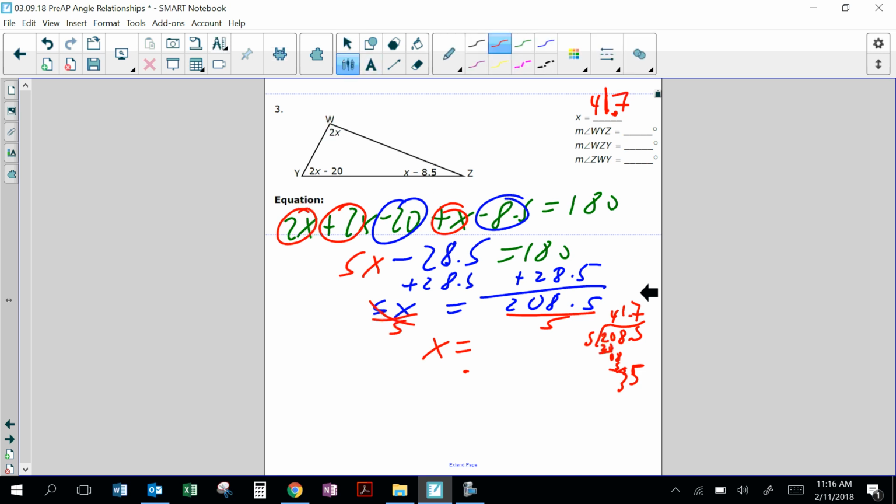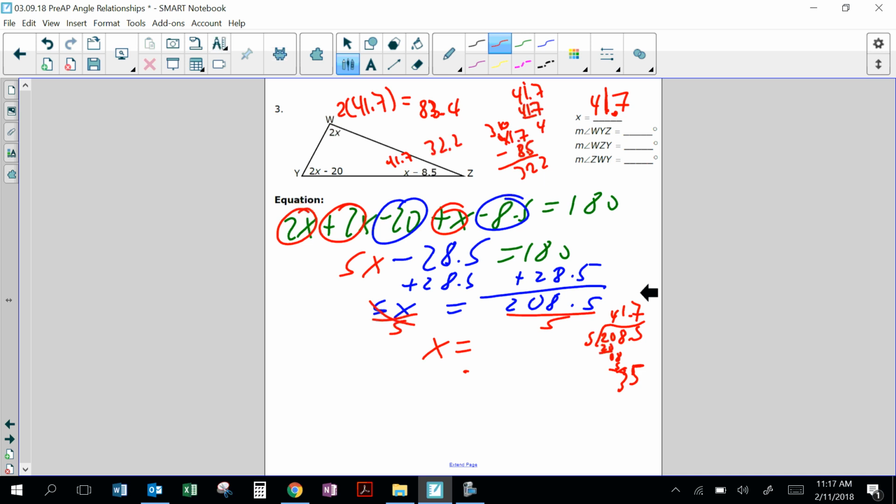But here, if you have 2 of them, 2 groups of 41.7 equals, 41.7 plus 41.7 is 14 carried 1. That's 83 and 4 tenths. So we found our angle W. So 41.7 substituted minus 8.5. That's a 2. Can I subtract 8 from a 1? Nope, regroup. 30 minus. So 10 minus 8 is 2.